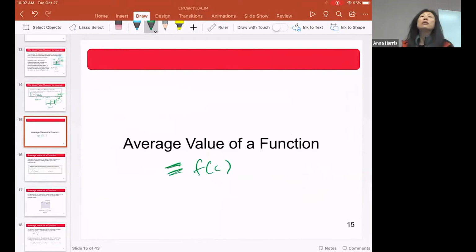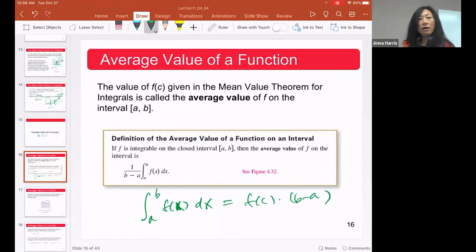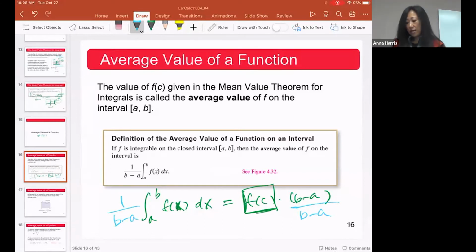That's equivalent. Okay, so this is what we know. Remember, the integral from a to b of f of x is equal to f of c times b minus a. We know that from the mean value theorem. So if I'm looking for the average height or average value, what would you do? You divide everything by b minus a. Then you cancel that out. So you have f of c, which is the average height, or you can say the average value of a function. That's the same meaning.